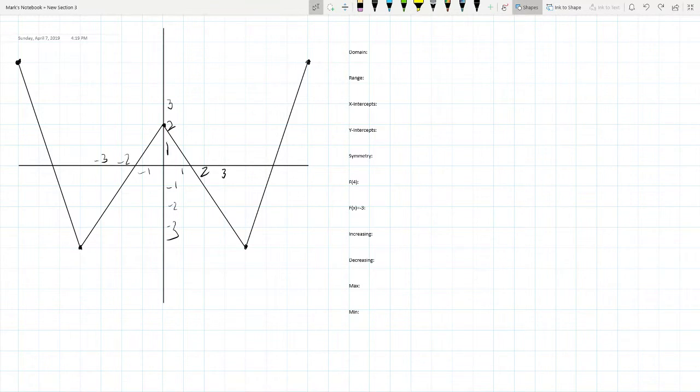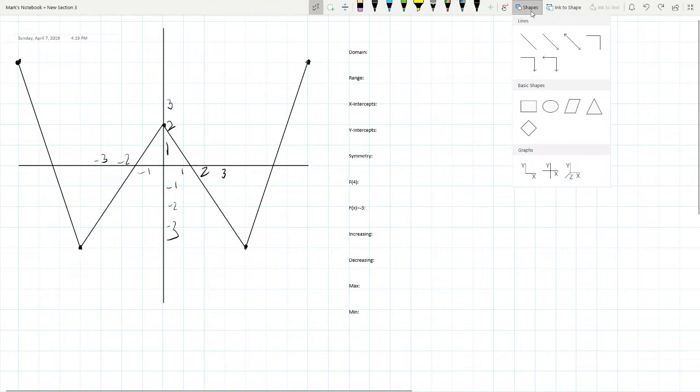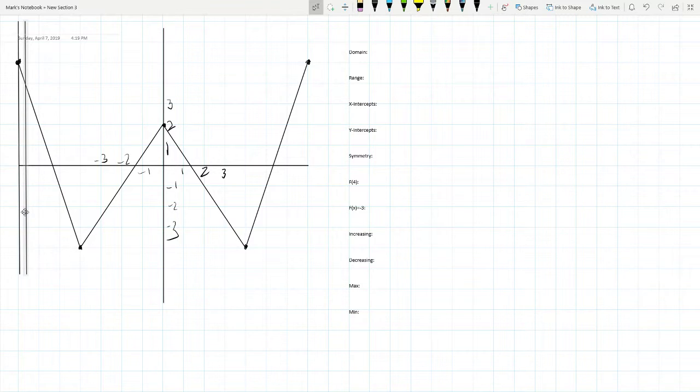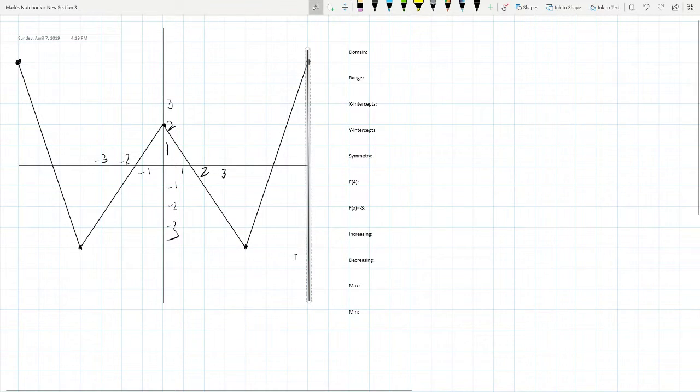The way that I like to think about this is we're going to take a vertical line like so, and we're going to drag it from the left-hand side to the right-hand side. We're just going to make sure that at every x value, we do have a y value. As we bring it across, we're seeing that we're always hitting the function. So every single x value is represented here.